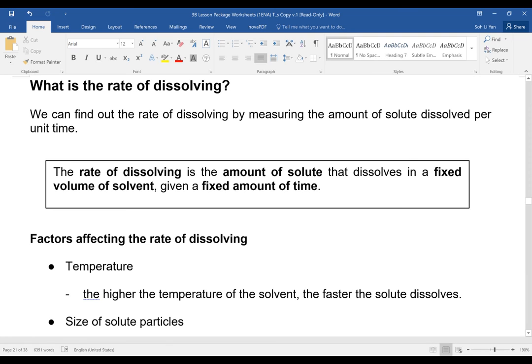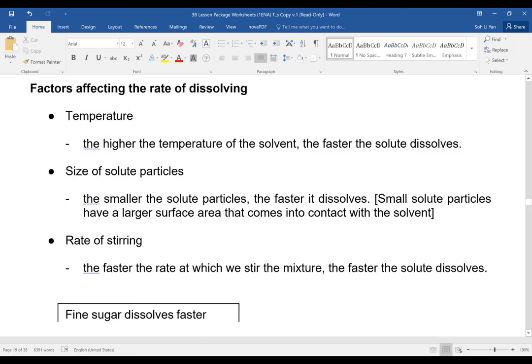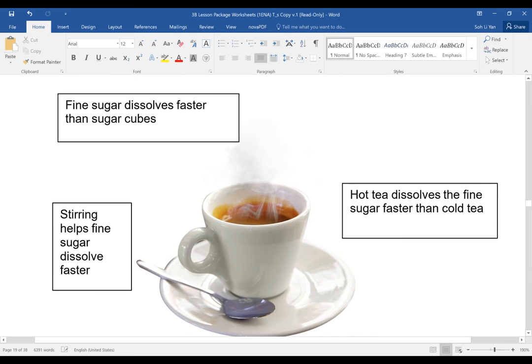Take note, rate of dissolving involves a time factor, and the amount of solute, how much a solute can dissolve in a fixed volume of solvent, how fast and how much. So the time factor is involved here. For the factors affecting the rate of dissolving: if I want to dissolve the Milo quickly, I'll obviously use a higher temperature. I will make sure the Milo is not in lumps but in smaller particles. I'll make sure I stir the mixture properly so that I can dissolve all my Milo to give me a Milo drink. Obviously fine sugar dissolves faster than sugar cubes. So all these are the factors affecting the rate of dissolving.